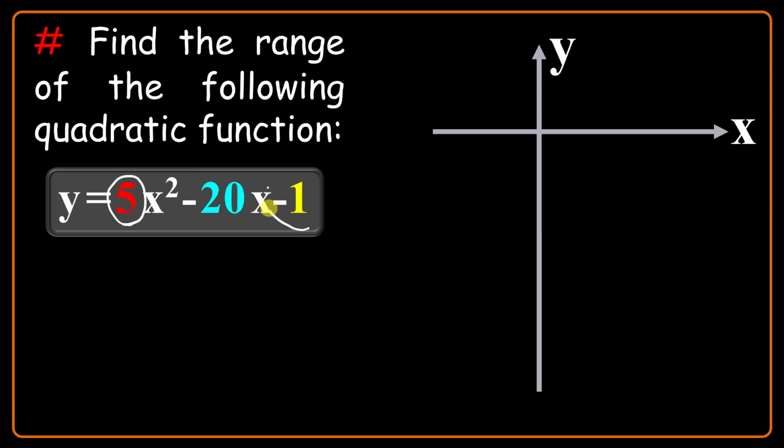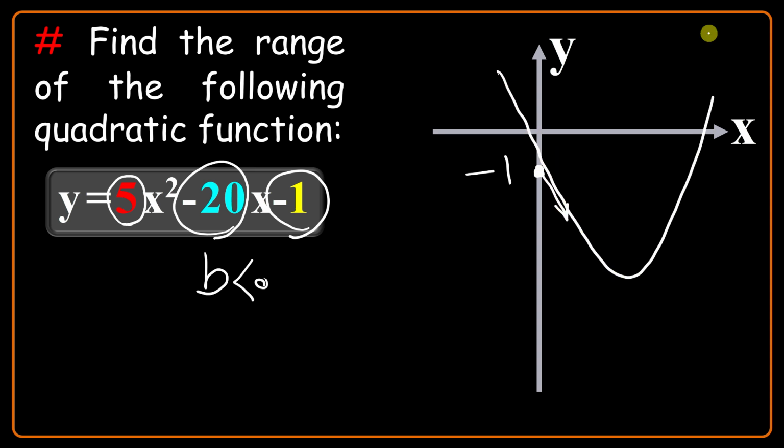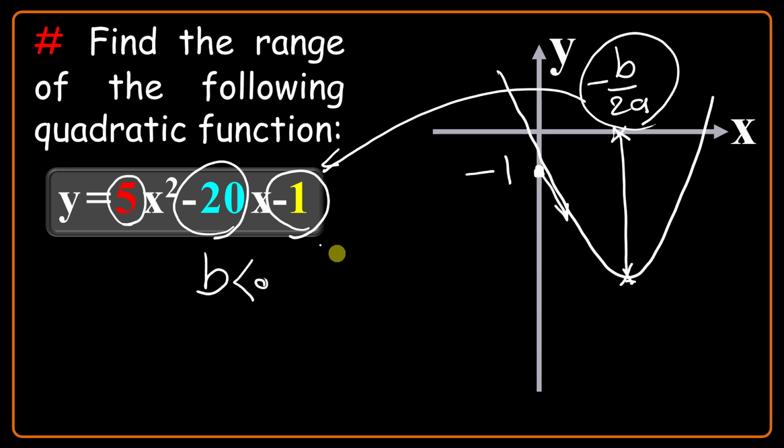Here I see the constant value is -1, so the y-intercept is here, -1. And then as it's -20, the coefficient of x, so b is negative. When b is negative, the function when it crosses the y-axis will go down. It has negative slope. It may be something like this, okay? Here we will have a vertex as the x value is -b/2a, and after we find this value, we put it in the equation and then we find the y value. It's necessarily y minimum.